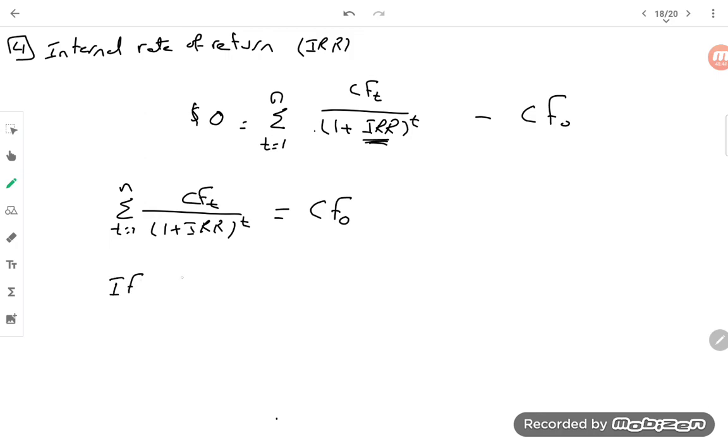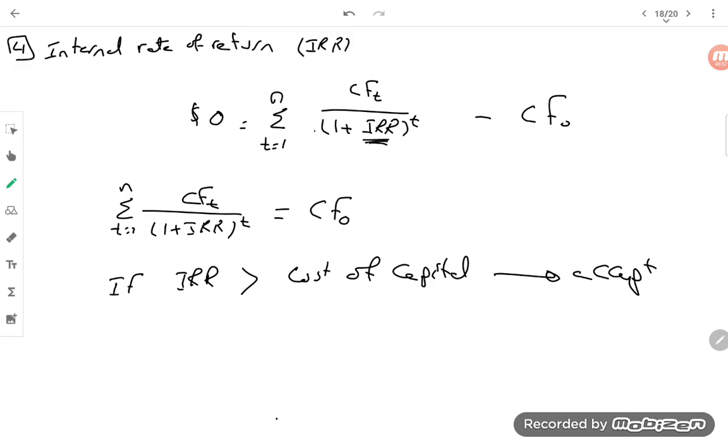If internal rate of return is greater than cost of capital, then accept the project. If it is less than the cost of capital, then reject the project.